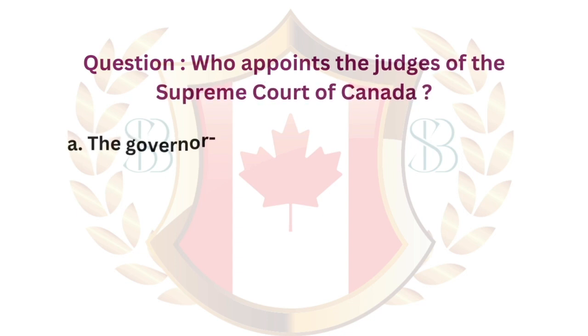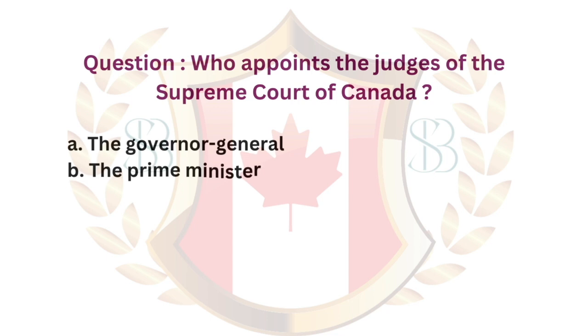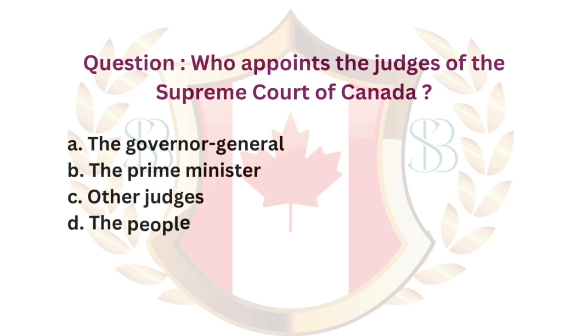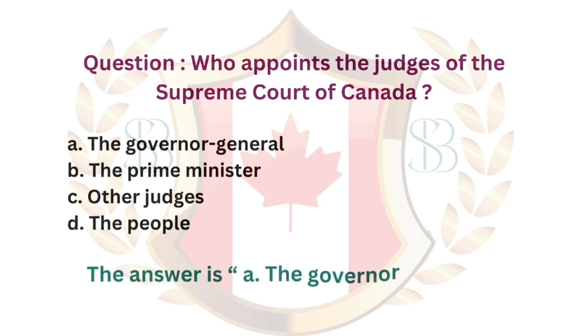Question. Who appoints the judges of the Supreme Court of Canada? A. The Governor-General. B. The Prime Minister. C. Other judges. D. The people. The answer is A. The Governor-General.